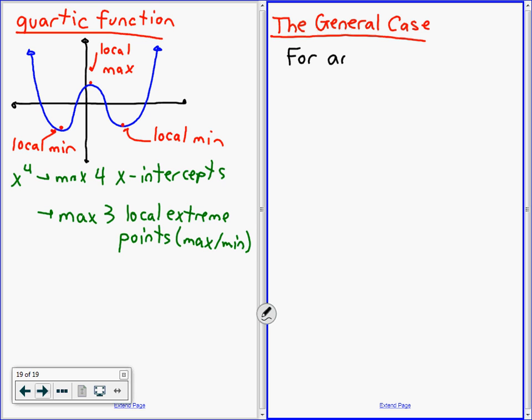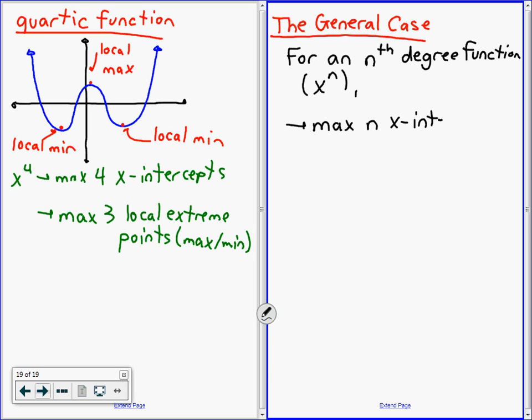So that's sort of like the exponent's coordinate, right? Yes. They always look like that. There's going to be a max of n x-intercepts. And there's going to be n minus 1 extreme points. Just one sec, this is a comma. Okay. That means max and mins.